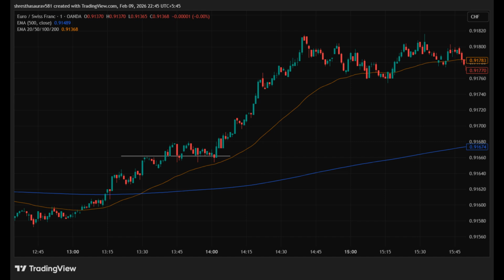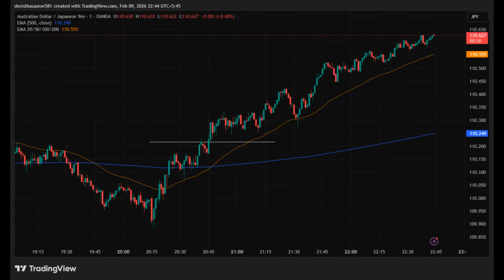The euro versus the Swiss franc displays a clear uptrend. Price holds above the moving averages, suggesting continued bullish interest. Analyzing the Australian dollar versus the Japanese yen, we see a significant rise. The price action maintains a strong position above the EMAs.